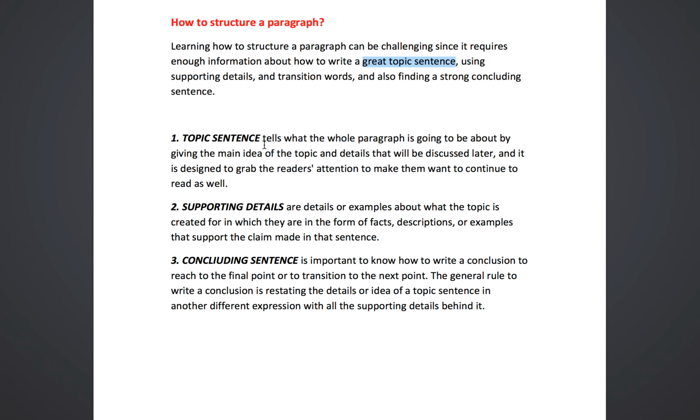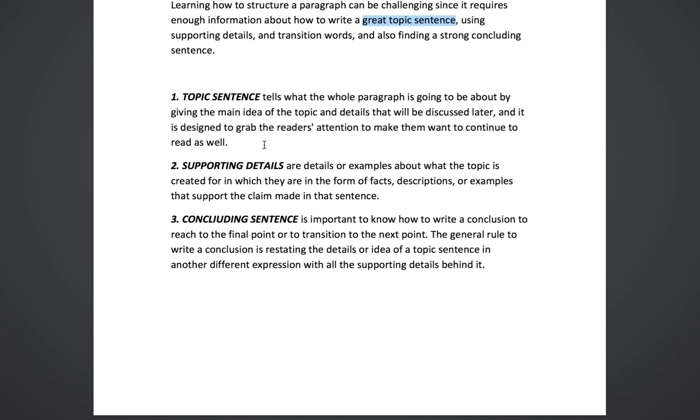The first sentence that we have should be a topic sentence, and this is called a topic sentence that tells what the whole paragraph is going to be about, and also tells the main idea of the paragraph. It is important to choose an interesting topic to grab the reader's attention, in order for them not to get bored when they read your paragraph or your essay. So this is about the topic sentence.